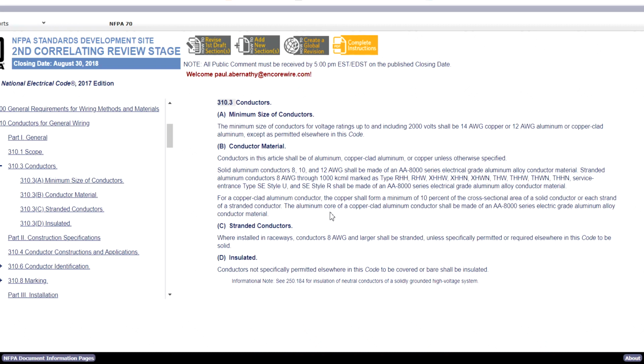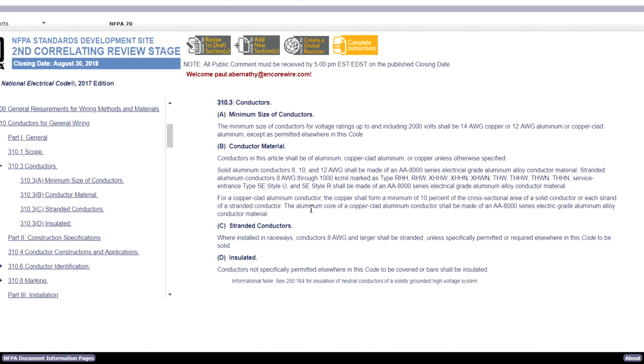So you see that the code allows it, even in the 8, 10, and 12 for aluminum, but most manufacturers don't produce it. If they were to start, it wouldn't be a violation. It just typically would be a faux pas, and most places wouldn't accept it. It also goes on to say for copper-clad aluminum conductors, the copper shall be a minimum of 10% of the cross-sectional area of the solid conductor or for each strand of stranded conductor. So they have rules they have to follow if you want to use the copper-clad aluminum.